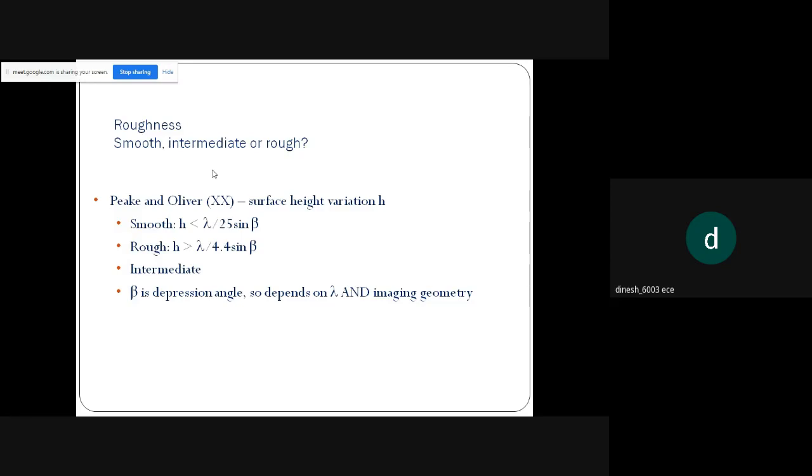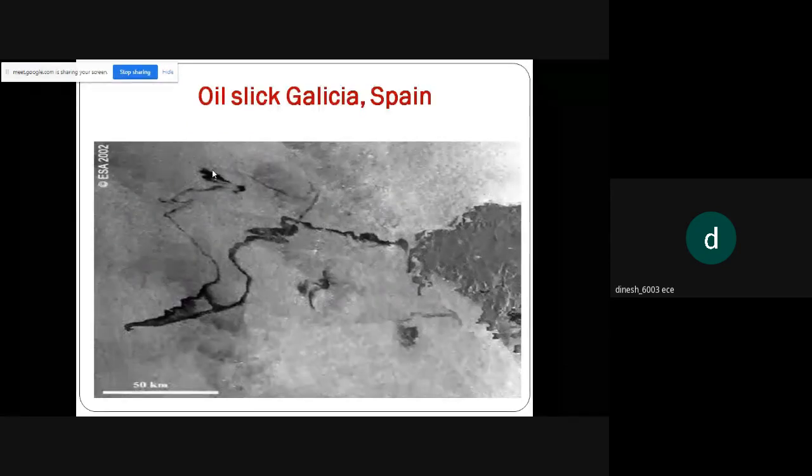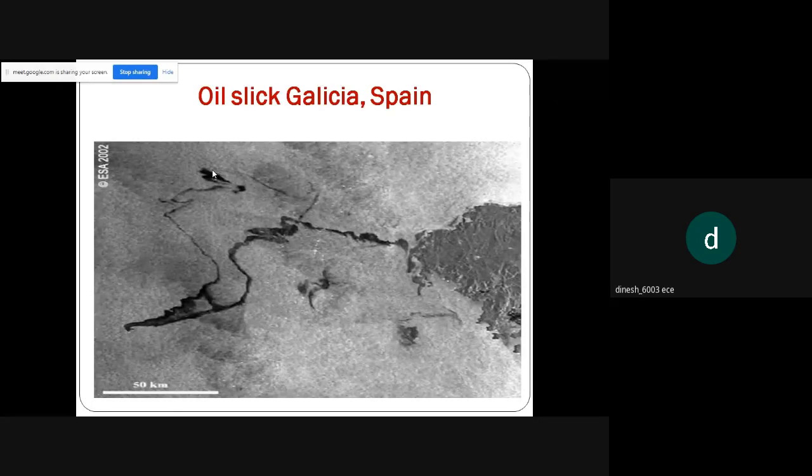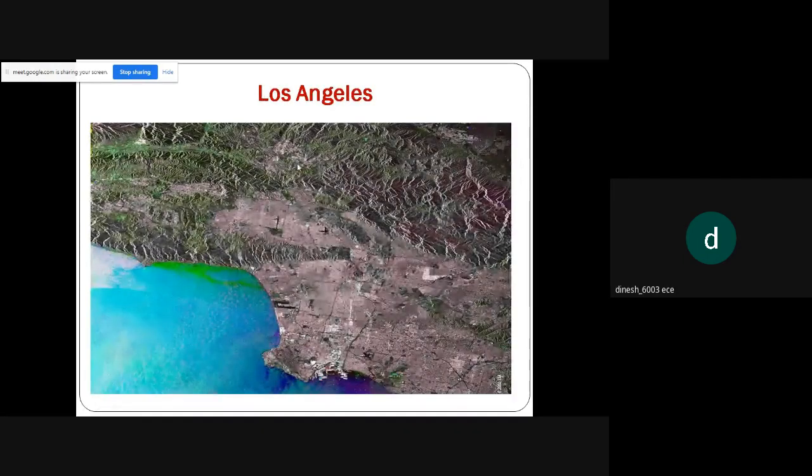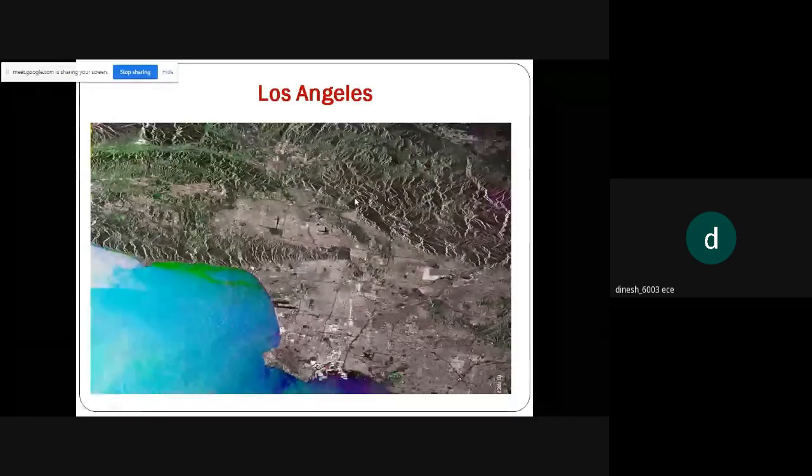So this is an example of an oil spill in glacier spring. You can see 50 kilometers altitude in 2002. This is your oil spill, oil pollution. We see water. This is in Los Angeles. See, here are the mountains. These gray structures, which are peak in nature, are mountains. These are your plain surfaces.